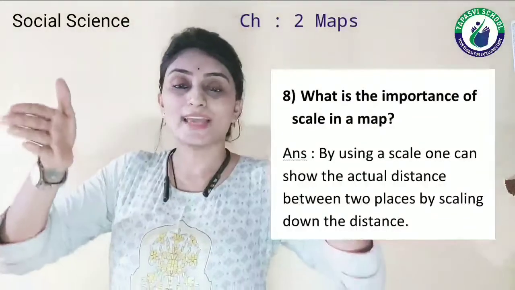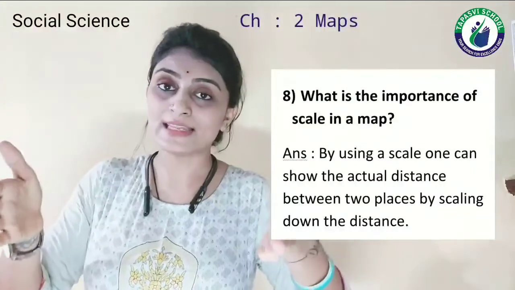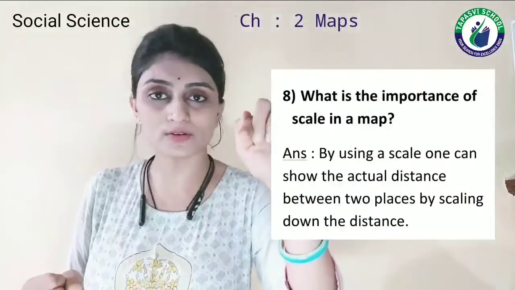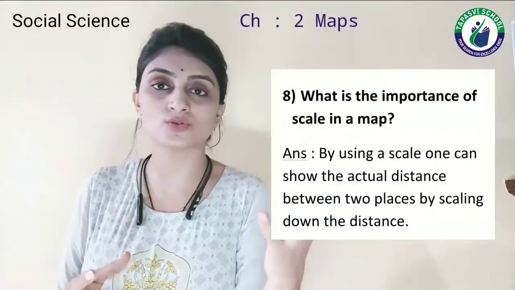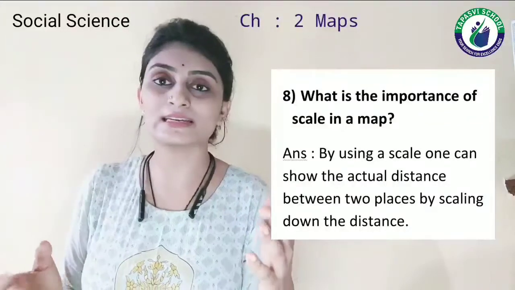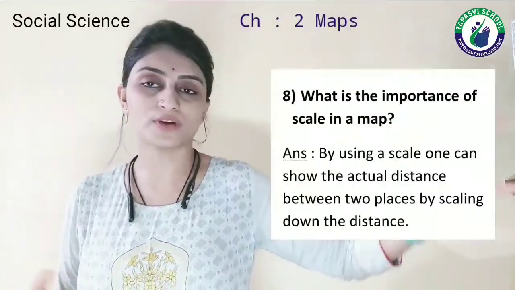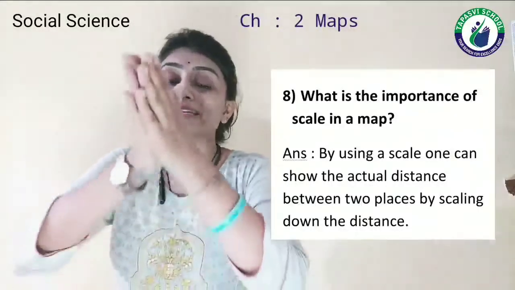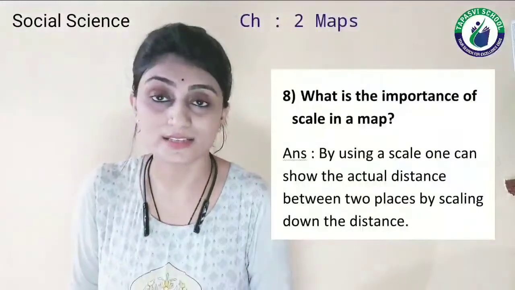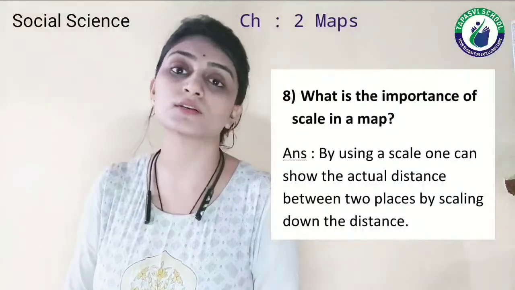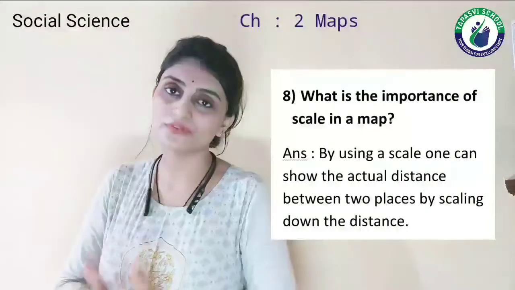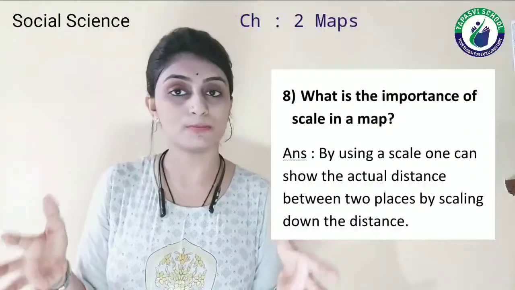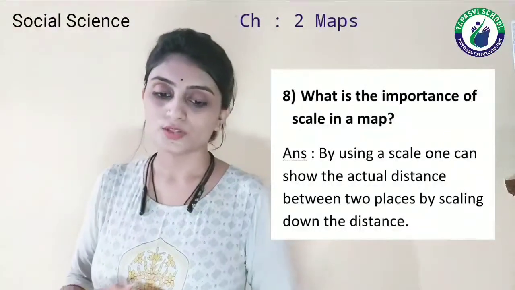Okay, because of the scaling, like in Google also, if we put any place in it, it shows us the distance, that it is far, like 25 kilometers, 10 kilometers away from here. Okay, so it is because of scaling. Scaling is also an important component of a map, and because of the scaling we can get the distance between particular places. Clear?